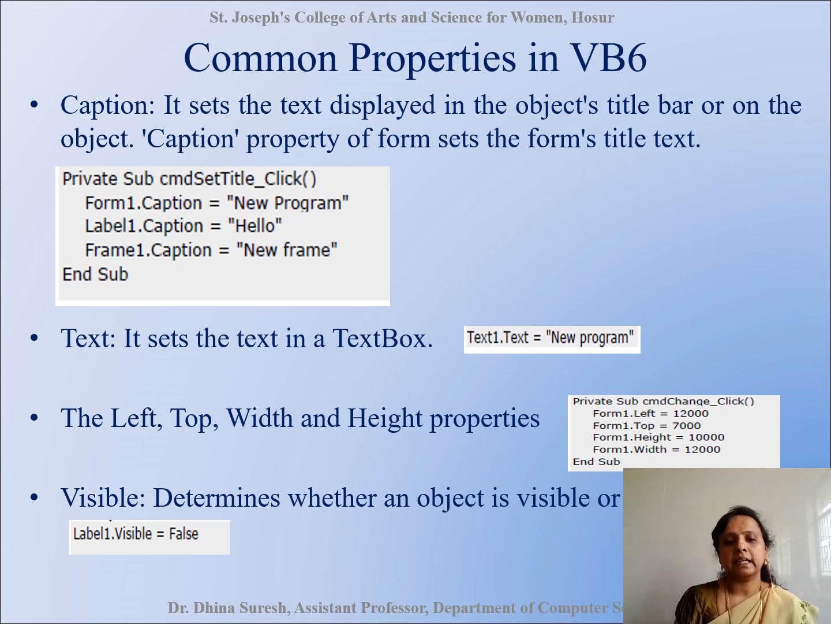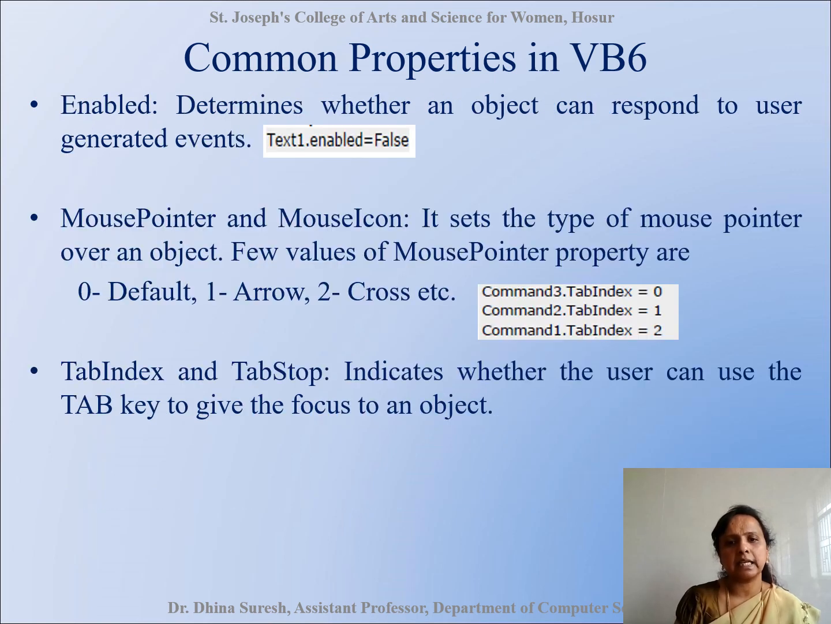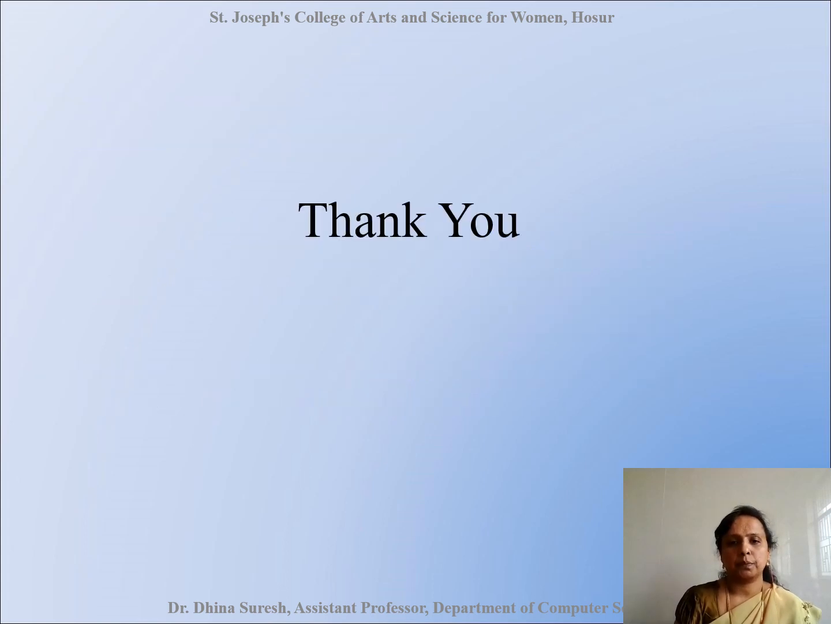The visible property tells whether the object is visible or hidden. When we set it to false, the object will be hidden from the user during the runtime. Next, enabled. Now, it will be visible, but the object cannot respond when it is set to false. Then we have the mouse pointer and mouse icon, and set focus. If a particular command has to be indicated, then we have the set focus. We can give it in the code, or we can use the tab index or the tab stop.